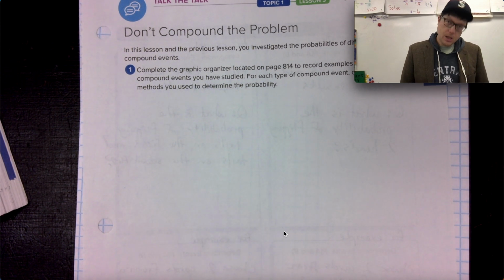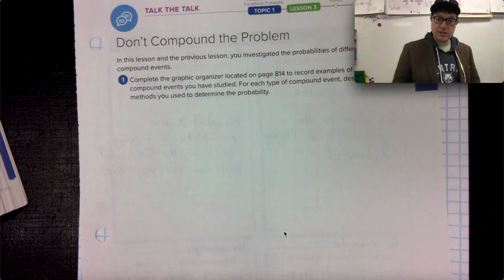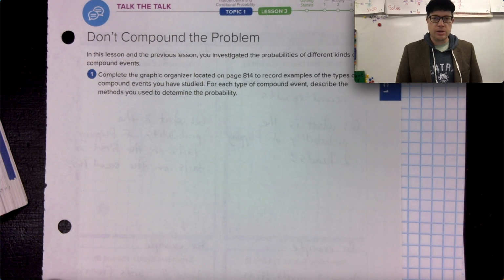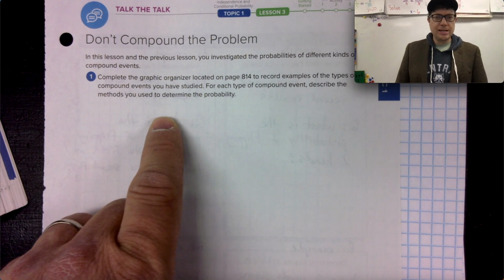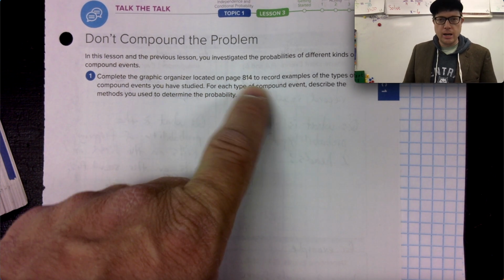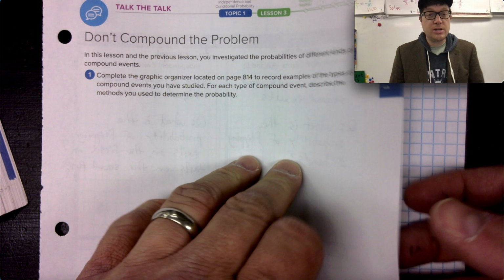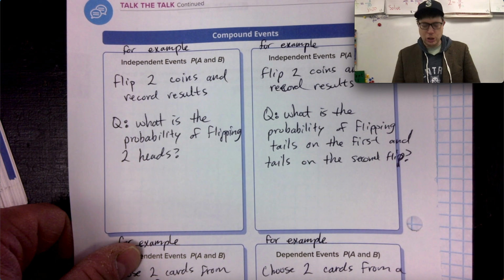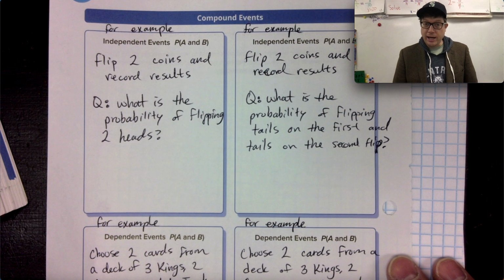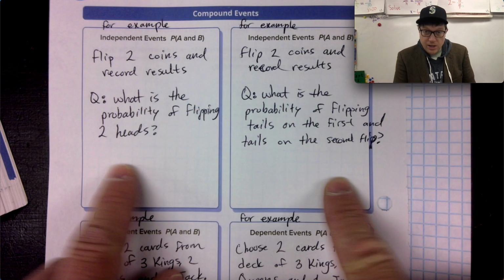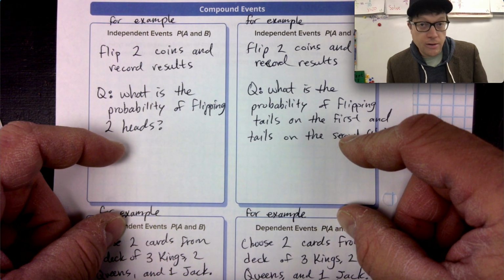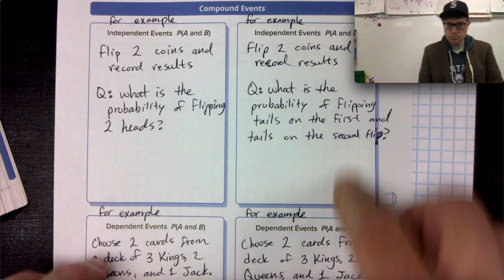Let's talk the talk. Here it is, page 813. Whoa, wait a minute. Where's all the math on this? Complete the graphic organizer located on page 814 to record examples of the types of compound events you have studied. I knew it was there all along. So pause and write, and then we're going to put stuff in this space. Give yourself space to actually write some probability fraction formulas, okay?